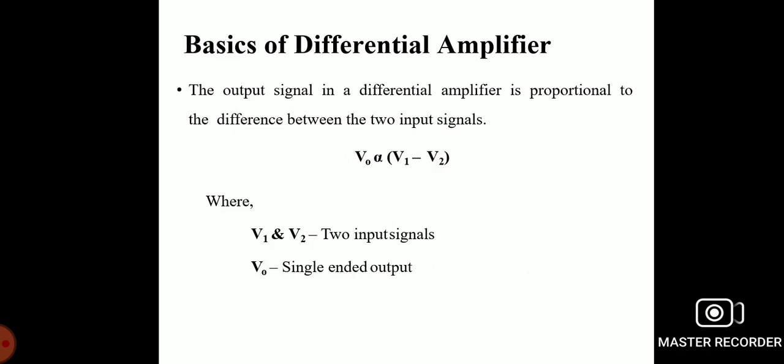Now what is the basics of a differential amplifier? The output signal in a differential amplifier is proportional to the difference between the two input signals. That is, output voltage is alpha times (V1 minus V2). Here V1 and V2 are the two input voltages and V0 is a single-ended output. The output is the difference gain times the difference of the two input voltages, V1 minus V2.